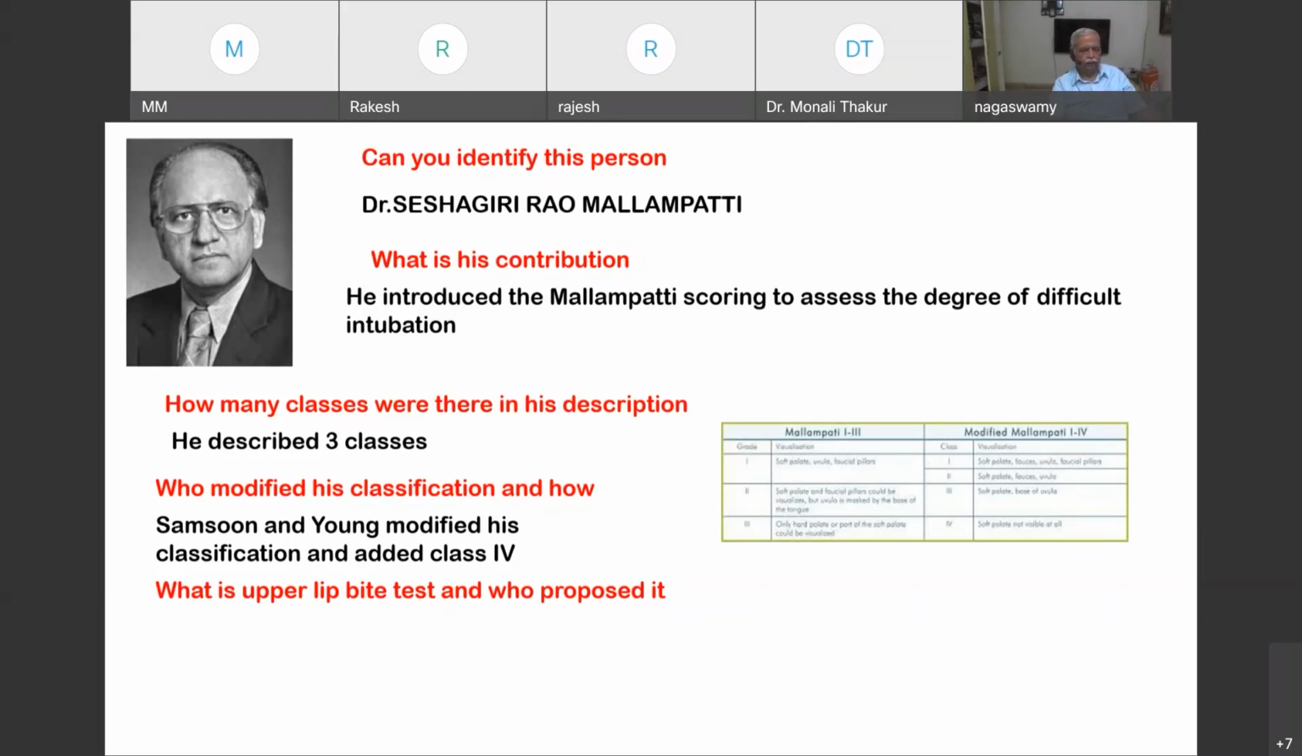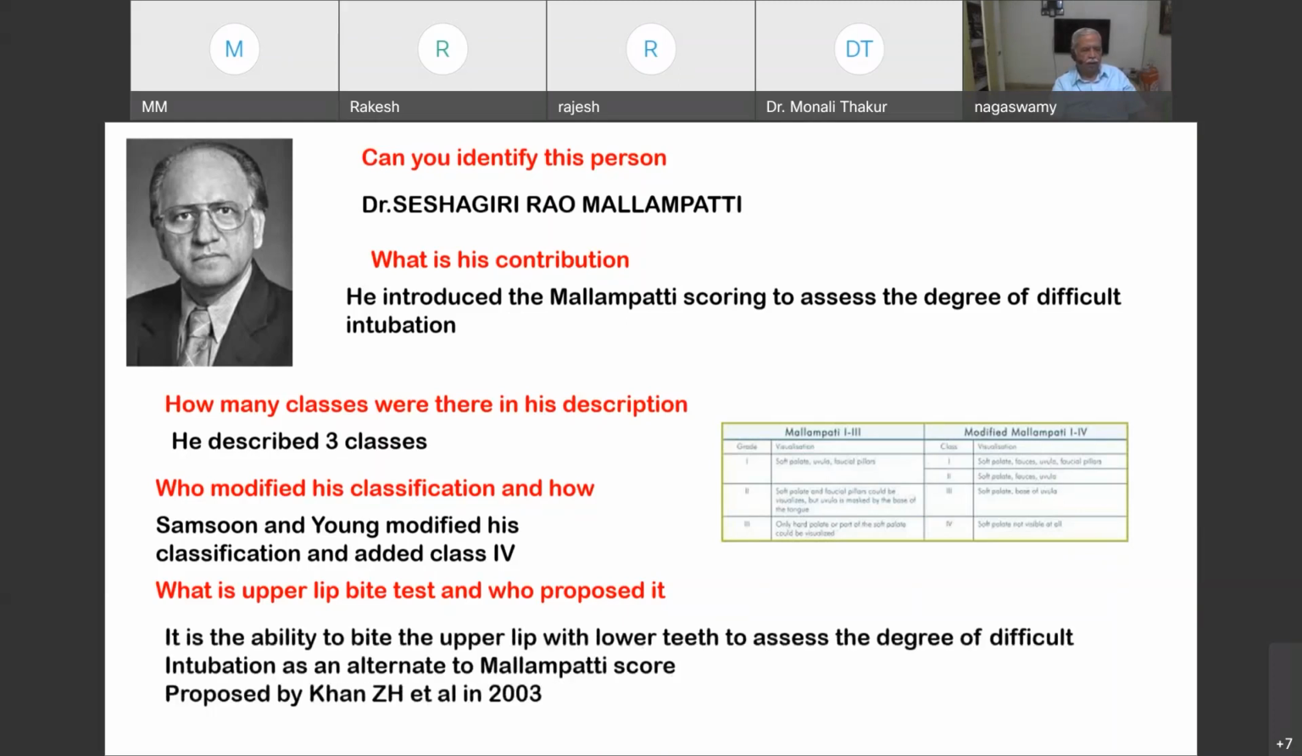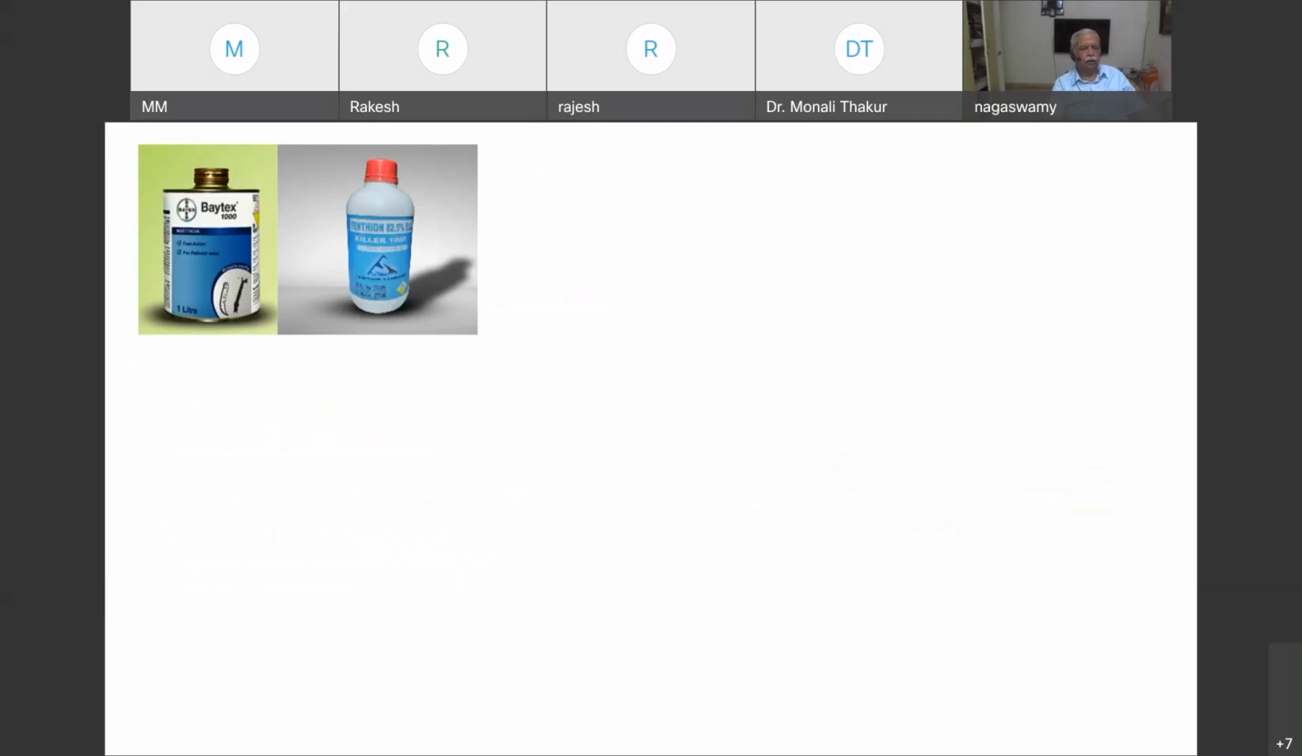It was proposed by Khan ZH et al. in 2003. Khan, remember Shah Rukh Khan, Aamir Khan, Salman Khan. It was decided not by those Khans, but this is a different Khan. Don't say Salman Khan in the exam and spoil my name. Just for you to remember.